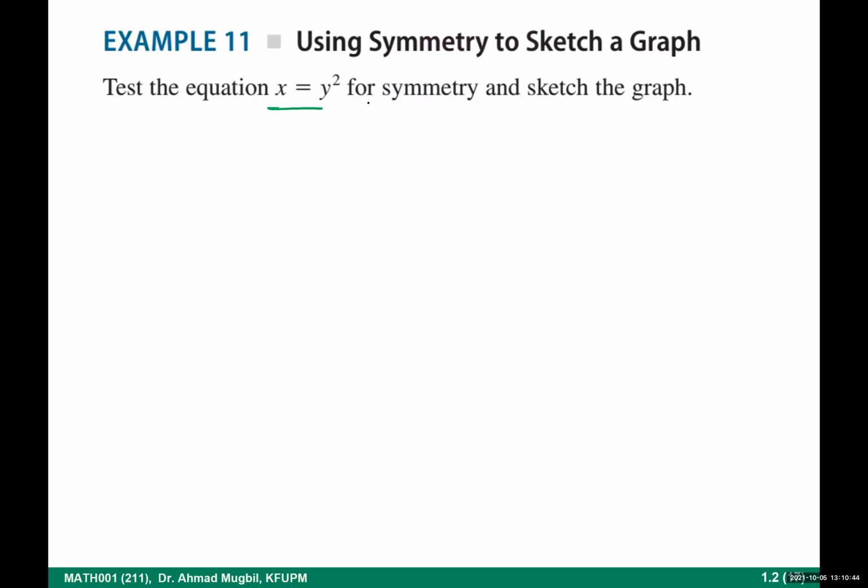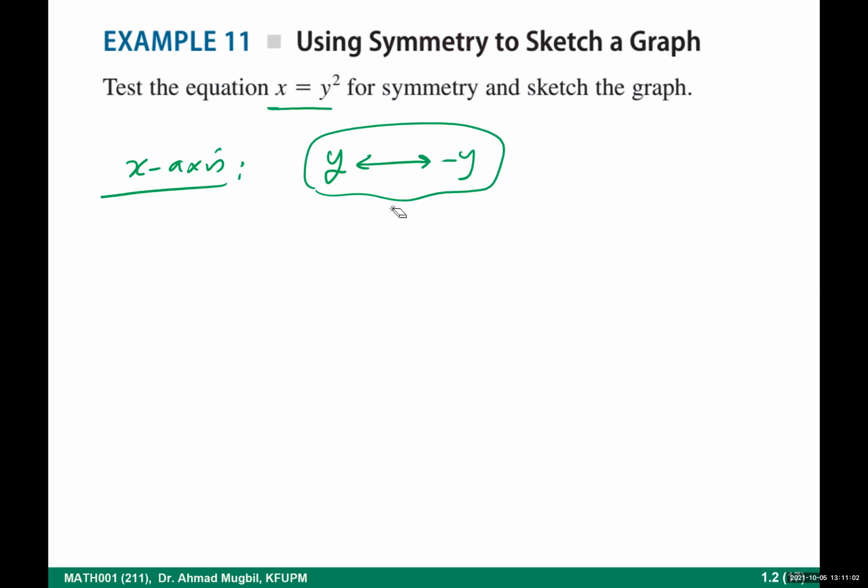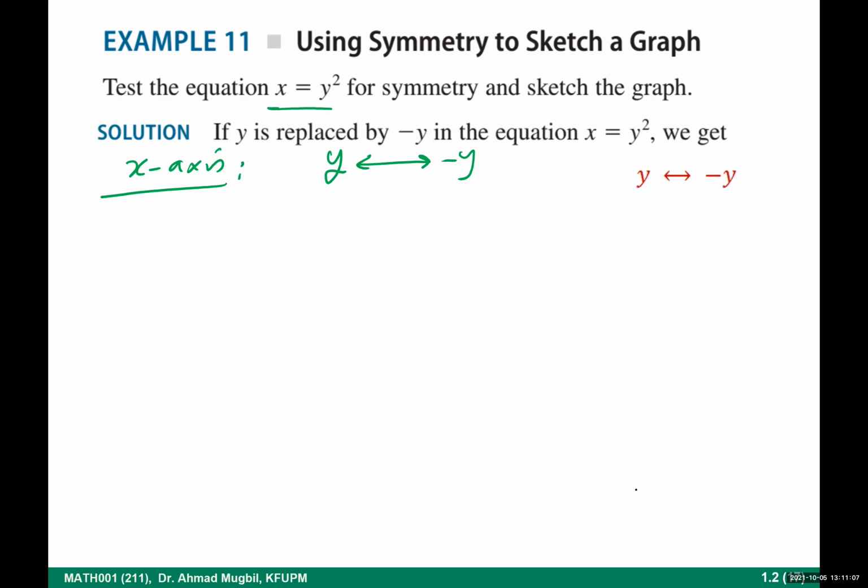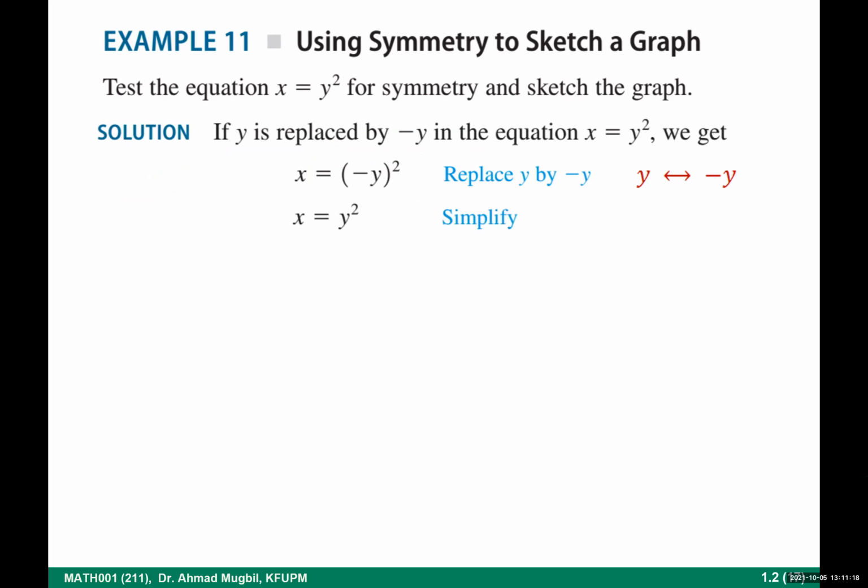Let's take an example about that: x equals y squared. How to test the symmetry with respect to the x-axis? If you want to see if it is symmetric about the x-axis or not, what will you do? You will replace y by -y. You will take y and write -y instead. You will get x equals (-y) to the power 2, which is y squared. Here it is: x equals y squared.